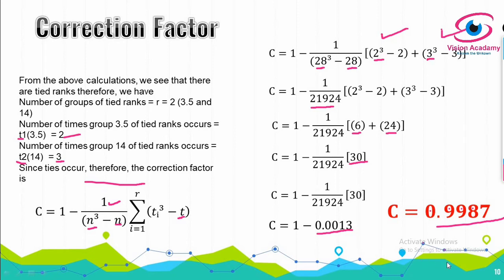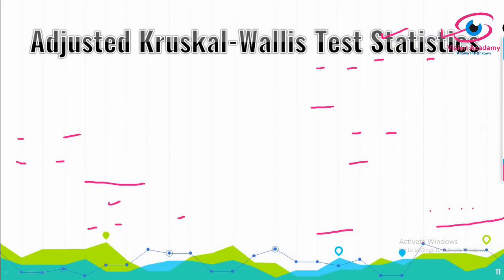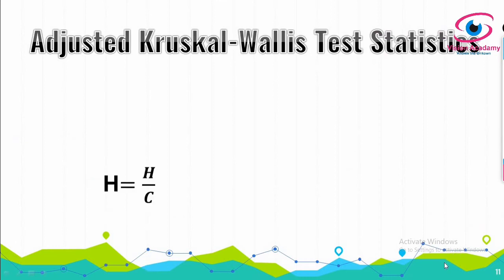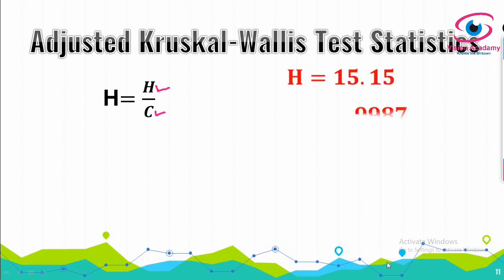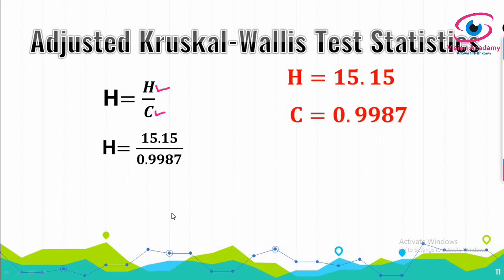After finding this correction factor, we need to proceed further to find the adjusted Kruskal Wallis test. This is the formula for finding the adjusted Kruskal Wallis test. We have already found H, that is the Kruskal Wallis test, and the correction factor C we have found already. H in this case is 15.15 and the correction factor is 0.9987. Now we are going to divide H by the correction factor. Once we divide H by the correction factor, we will get the adjusted Kruskal Wallis test.